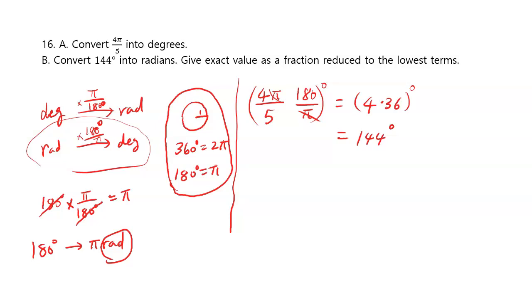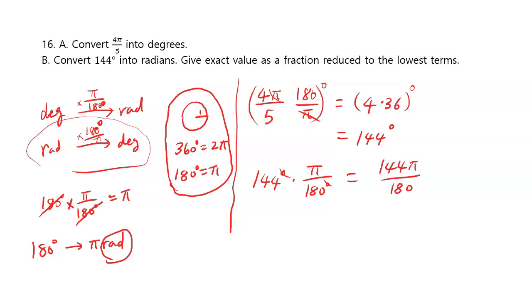Now, convert 144 into radians. I already know what that is. This came from 4 pi over 5, so that's the answer. But let's pretend that we didn't know that. How do you go from 144 degrees to radians? Because you're going from degrees to radians, you use this formula, which is multiplying by pi over 180. And then degrees cancel, and you have 144 pi over 180.